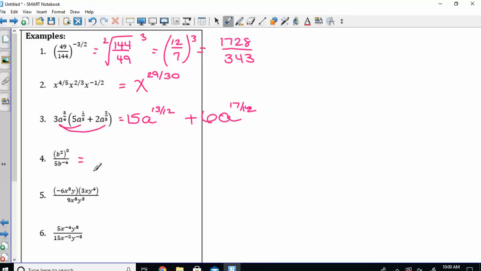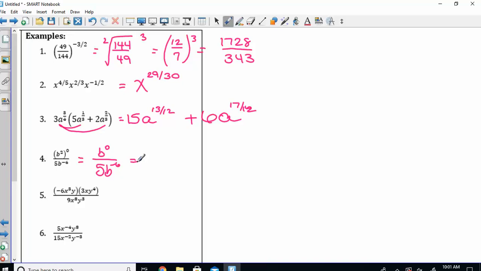Number 4. All right, so on the top, b squared to the 0. So that is a case where the b is only written once, so I multiply those exponents. And 2 times 0 is 0. What is b to the 0? 1. So a couple options here. You could change the top to a 1.